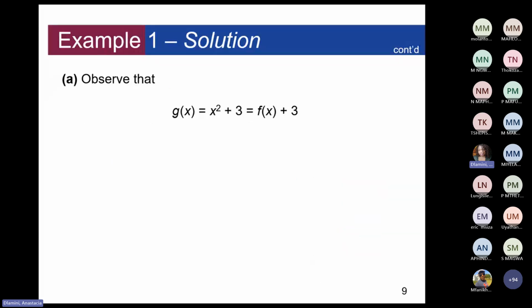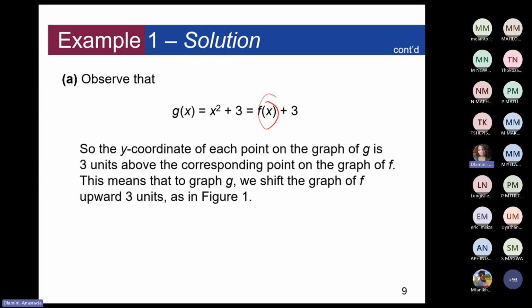Now observe that f of x is the function, and we just moved the function f of x by 3 units. So the y coordinates of each point on the graph of g is 3 units above the corresponding points on the graph of f. So only the y coordinates are changing. This means that the graph of g, we shifted the graph of f by 3 units upwards.